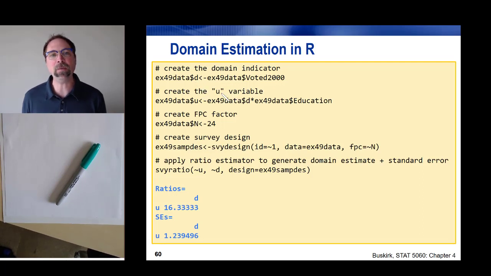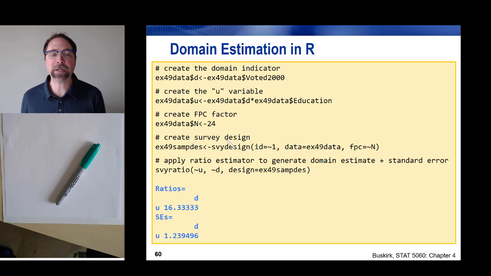I also need to create the U variable, which multiplies the individual D variable by the outcome that we're looking for. The outcome variable was education, and then the D variable we just created. Multiply these two together in vector form, I'm going to get the U vector. Then I need to calculate the FPC for my simple random sample. And so we know the population size is 24. And so I'm going to do this exactly as we've done it in chapter 2.